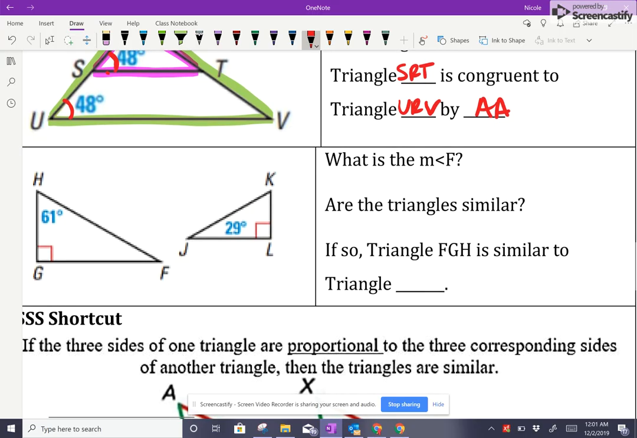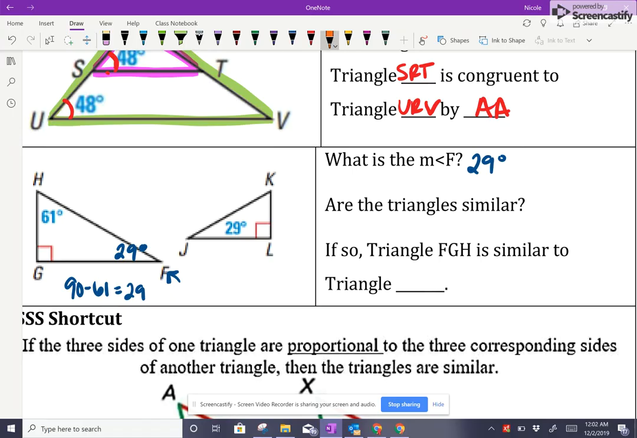All right, let's look at one more. So what is the measure of angle F? Let's see, we've got angle F right here. So we have a right triangle, triangle FGH. To find angle F, I'm going to say 90 minus 61. Since I have 90 degrees at G, the rest of my triangle has to add up to equal 90, because together they all have to add up to equal 180. So 90 minus 61 is going to give me 29. So F is 29 degrees.